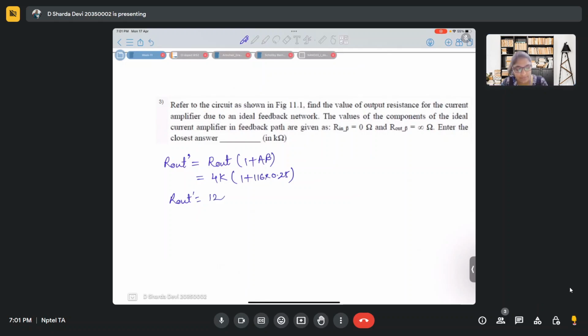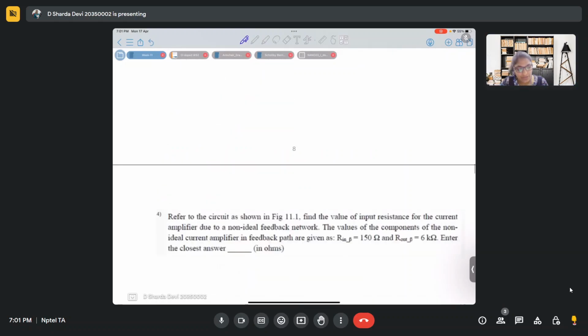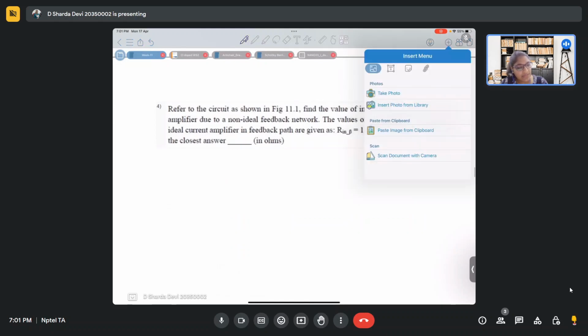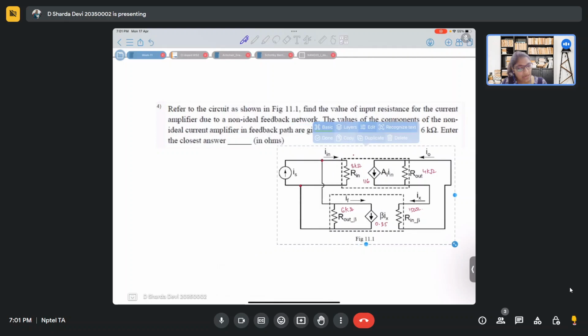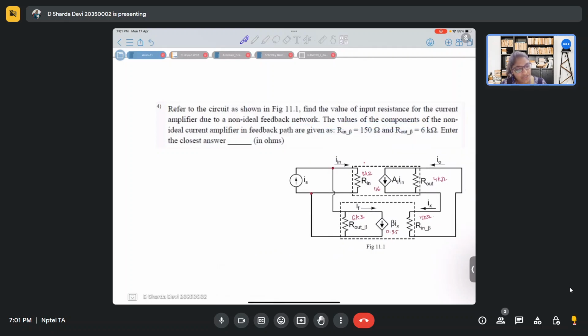120K. Yeah, it's 120 kilograms. Okay. Now moving on to the next problem. Here again we have to use the same circuit, but now see what has changed. Here we have to use a non-ideal feedback network. That means we have to use the R in and R out we calculated earlier.